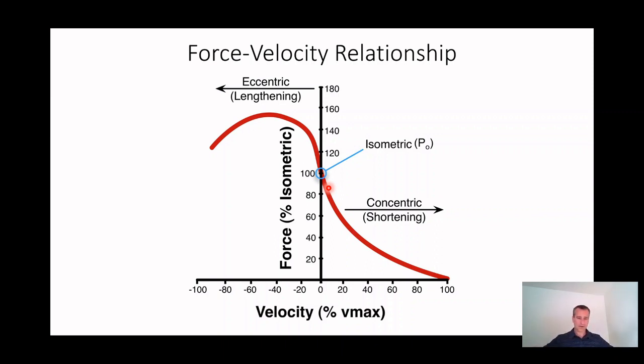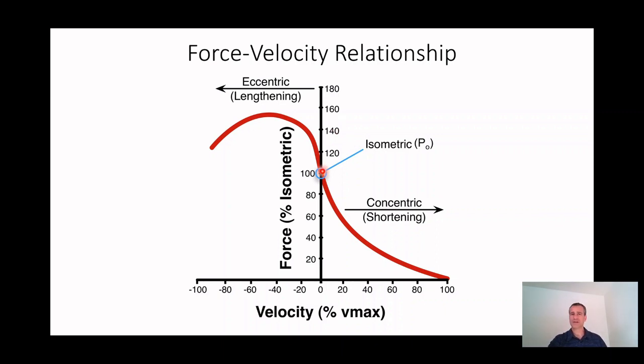When you get to the point where it's a weight that you can hold there, but you can no longer push it, velocity equals 0. And velocity equals 0 is this isometric contraction, that thing we called P0. Okay? And now what happens when we go the other way is something we use as a tool all the time in the gym.